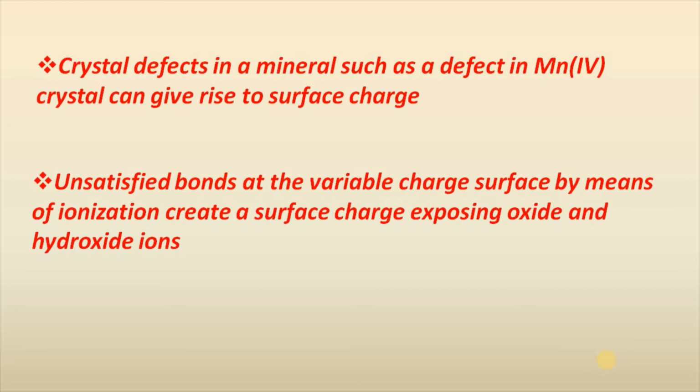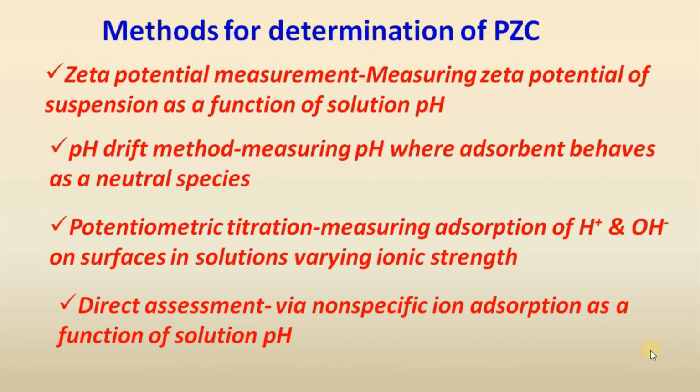Finally, unsatisfied bonds at the variable charge surface by means of ionization can create a surface charge exposing oxide and hydroxide ions. Now, next comes how can we determine point of zero charge?